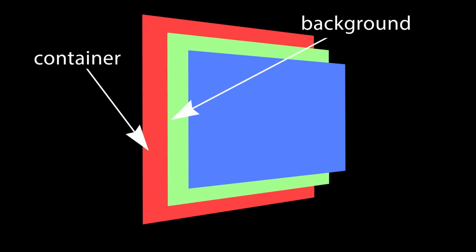To make this effect, we are going to create layered elements. The red one will be our container. Inside the container will be the image background, which is the green, and the red one is the content. Now let's create the markup.